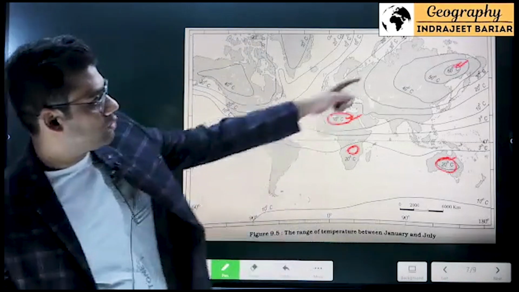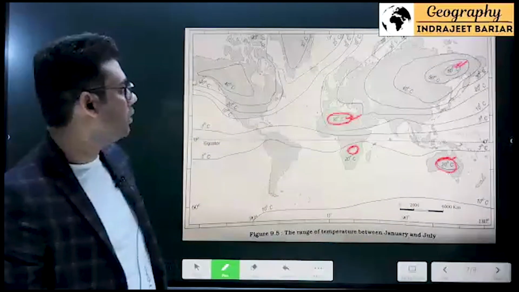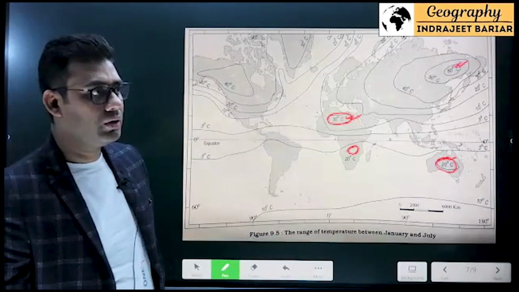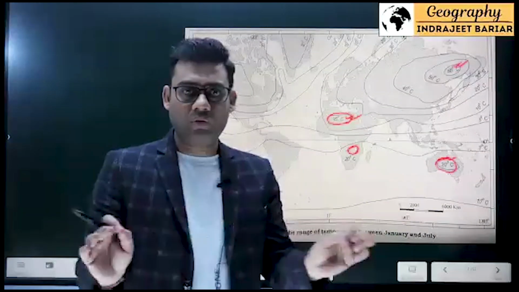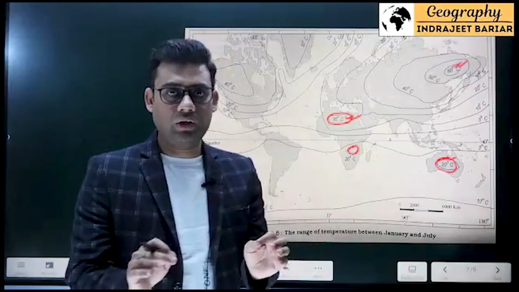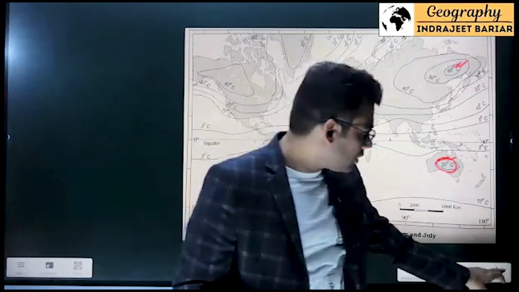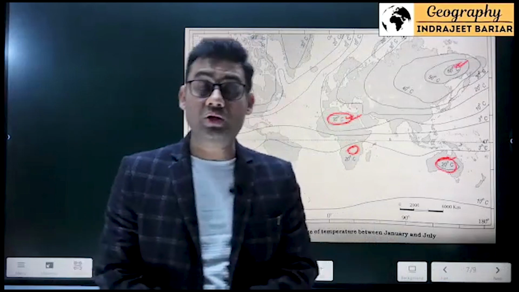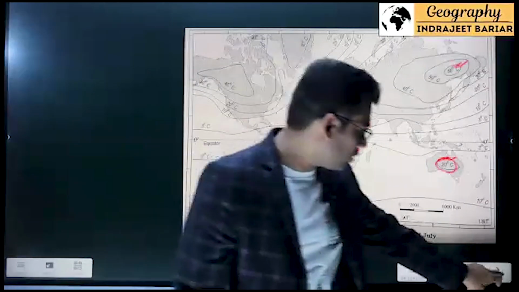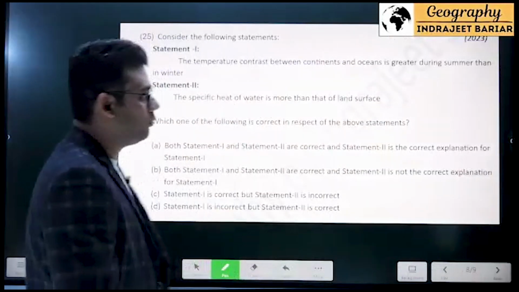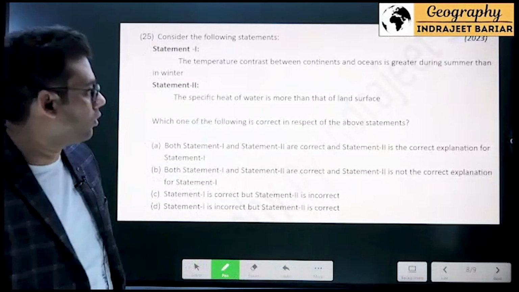But the highest range of temperature you find in Siberia. This is the difference, or range, of temperature. So everyone understood this concept of isotherm and land-water differential, a very important concept for the exam. And this is evident from the questions that have been asked in the past few years. Very interesting questions. Let's see whether you are able to figure them out or not.